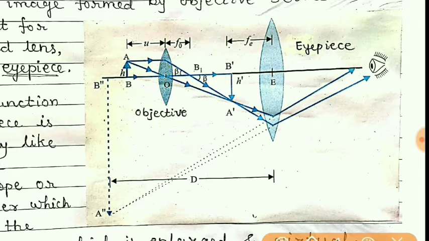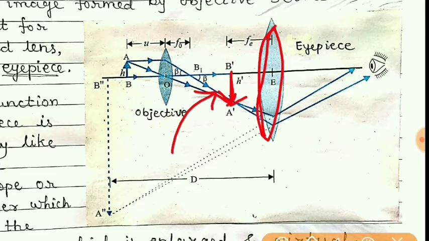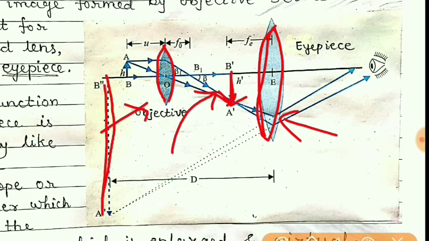But actually for this as an object, this lens is nothing but a simple microscope, like a magnifying lens. But to obtain this image, we have to use one more lens, and that's why two lenses are required, and the final image obtained is very much larger.